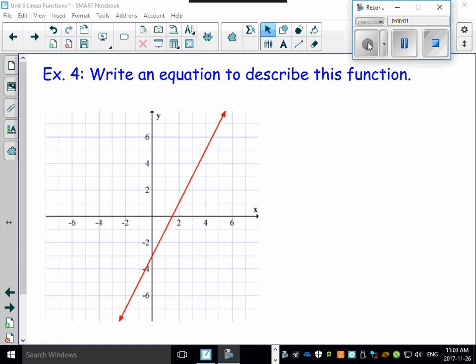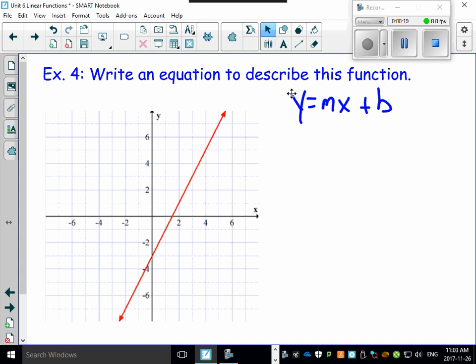So what if you're asked to go backwards? What do I mean by that? What if I give you the graph now and say, what is the equation? Look at this one. Here's your typical example. Remember, we always have to follow the y equals mx plus b format.